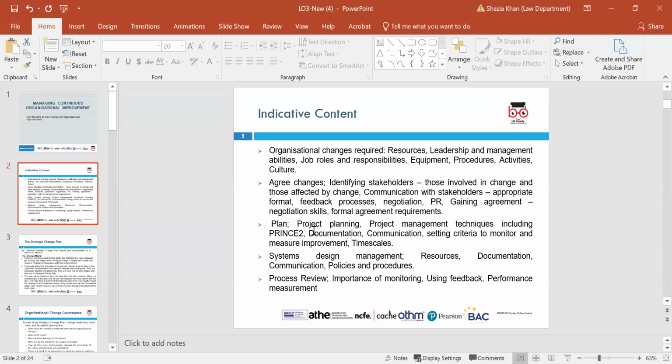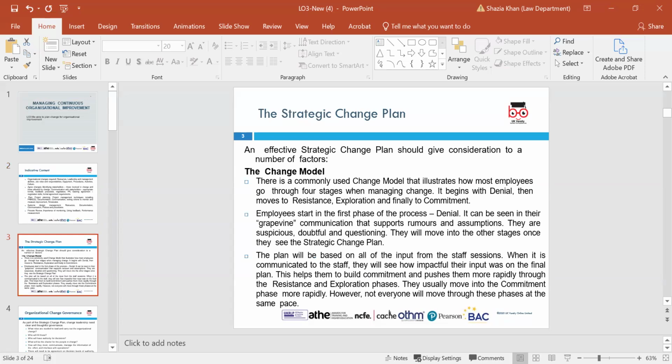We'll look at project planning, project management techniques, including Prince2, documentation, communication, setting criteria to monitor and measure improvement, timescales, system design management, so resources, documentation, communication policies and procedures, process review, so the importance of monitoring, using feedback and performance measurement, and why that's just so important within an organisation. So the strategic plan.